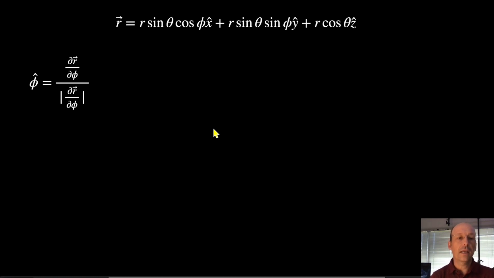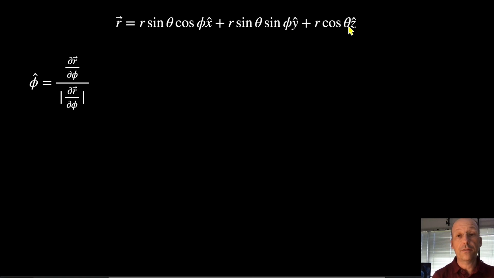Okay, let's do phi-hat. Again, it's the same thing. It's what's the direction, how does r change with phi? So partial of r with respect to phi, and then I need to normalize it by dividing by the magnitude of that. So here's my vector r. I'm just going to take the partial of this with respect to phi, and it's a partial, so I'm assuming all the other variables are constant.